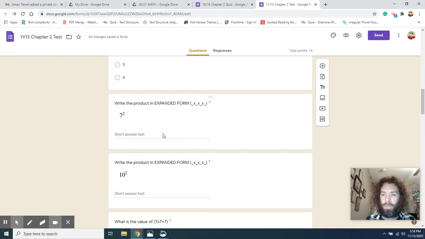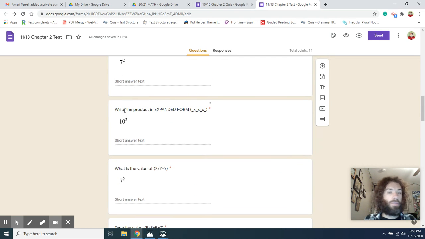So you're going to write out the expanded form, that long form, and we're going to see the same number over and over again, okay? You're going to do the same thing for this one. Write the product in expanded form. Again, I put the 3 X's. That doesn't mean there's going to be 3 X's. It just means you're going to write the answer out something times something times something, okay? So that's what we're looking for with expanded form. Just think expand, like it gets bigger.